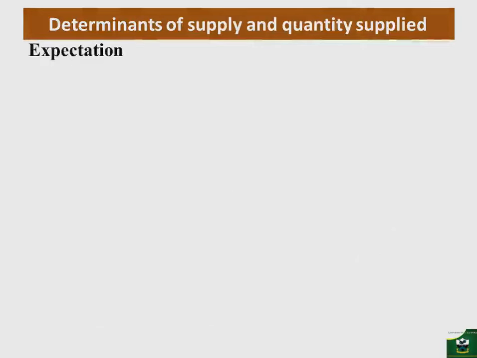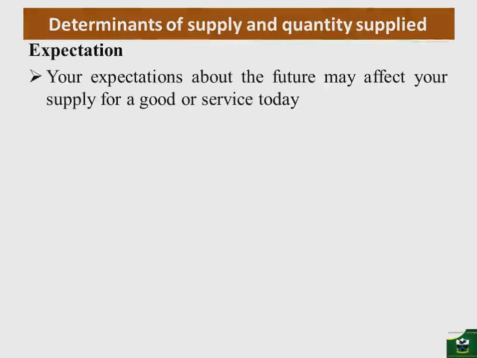We also have the expectations about the future. Your expectations about the future may affect your supply of a good or service. If you expect prices to be up tomorrow, say prices for mini meals to increase tomorrow, it means as a firm you will hold back all the mini meals, keep them in your warehouse, and then release them tomorrow when the price is high. Meaning today supply will be low.